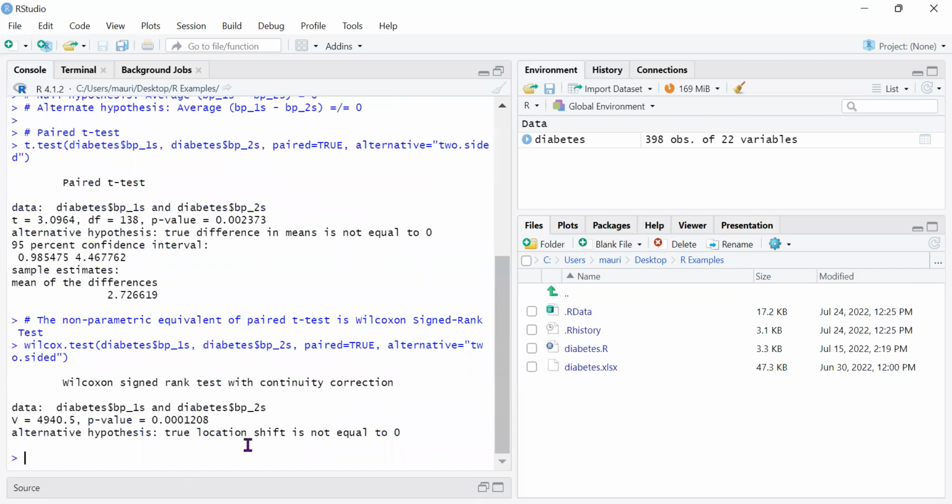The Wilcoxon Signed-Rank Test also shows that you reject the null hypothesis. That means the waiting time between the first and second systolic blood pressure measurements does have an effect on the difference.